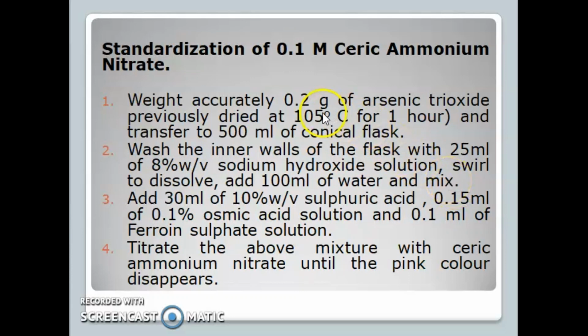After addition of 0.2 gram of arsenic trioxide, 25 ml of sodium hydroxide and 100 ml of water, you have to add 30 ml of 10% weight by volume sulfuric acid solution, then 0.15 ml of 0.1% osmic acid solution, and then 0.1 ml of ferroin sulfate solution as an indicator. This whole mixture you have to titrate with the ferric ammonium nitrate until the pink color disappears. Okay, this is your procedure for the standardization.